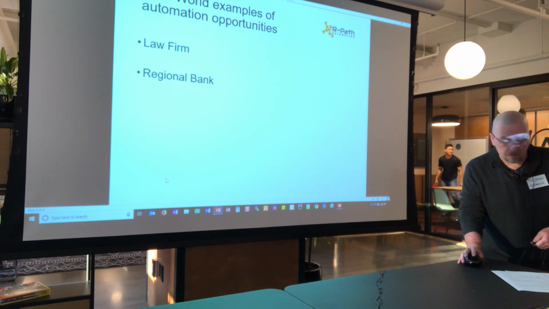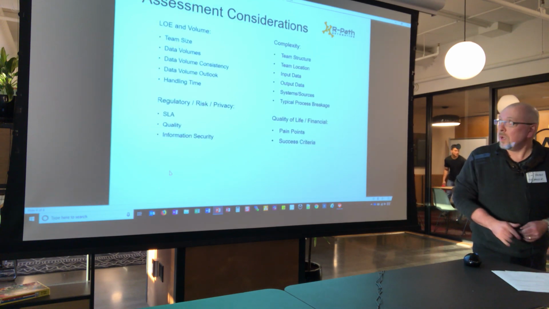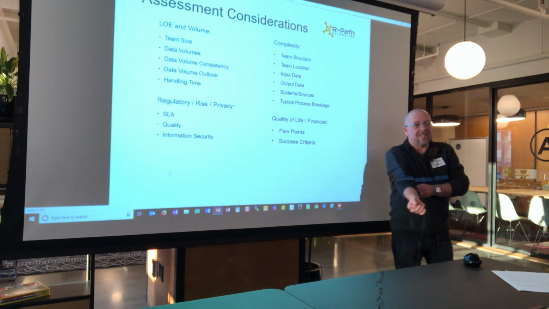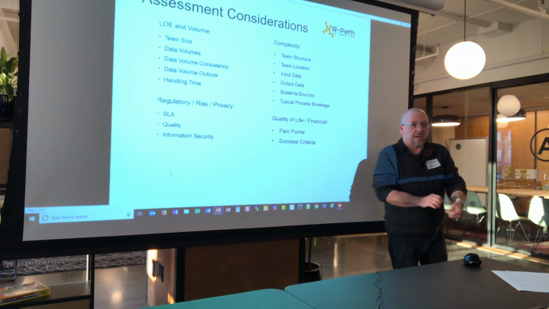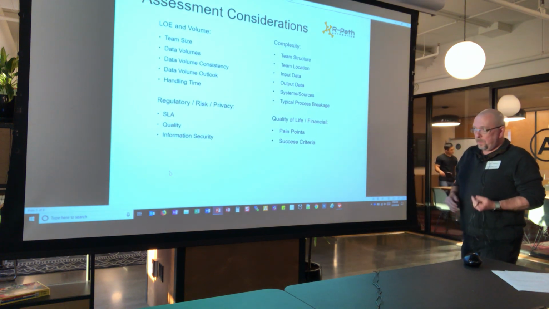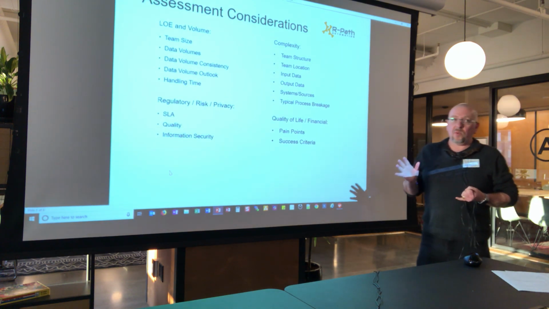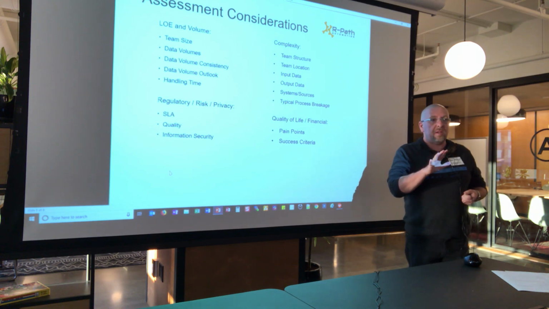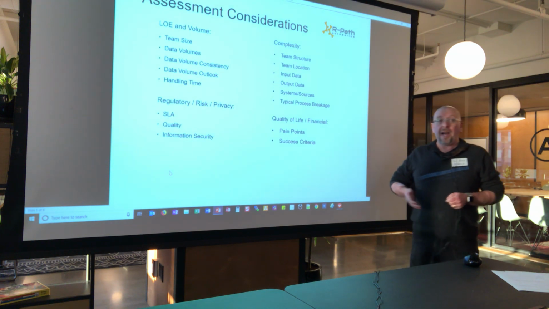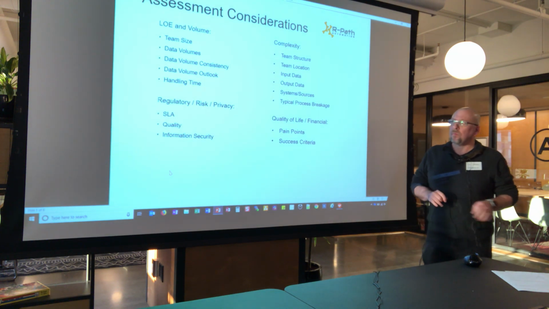I want to just keep moving along here. So how do we actually think about whether this is a good candidate for automation or not? What we do is we focus on these four main areas. LOE and volume, and the LOE is the current human level of effort. So how long does this take currently for the business to do it? And how much do they do, right?